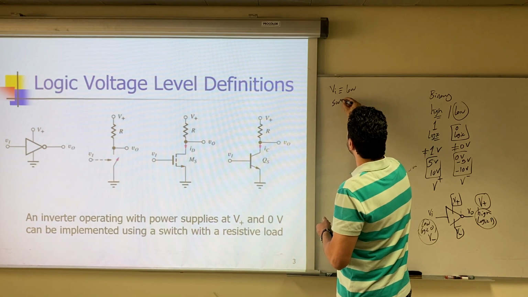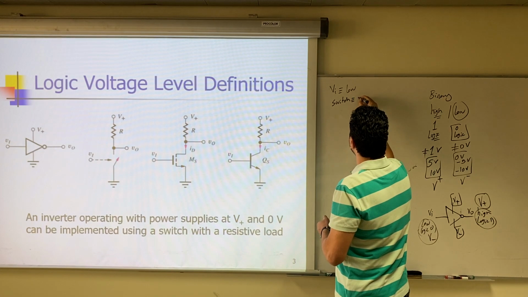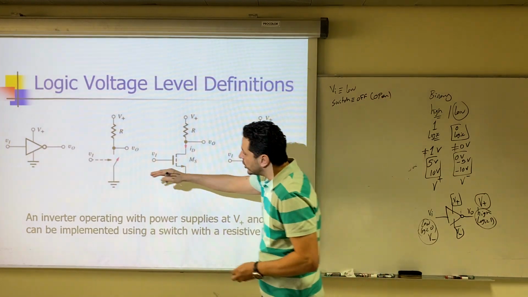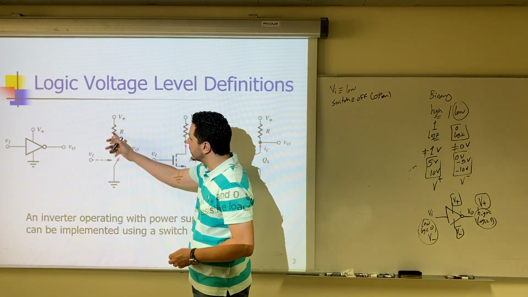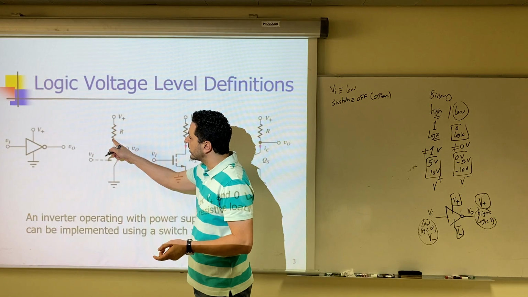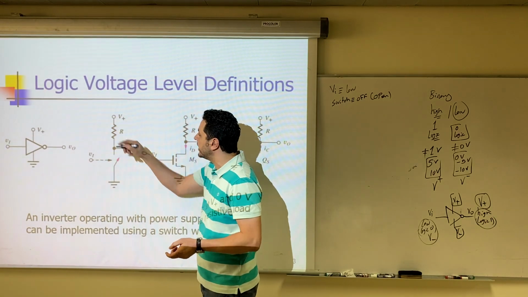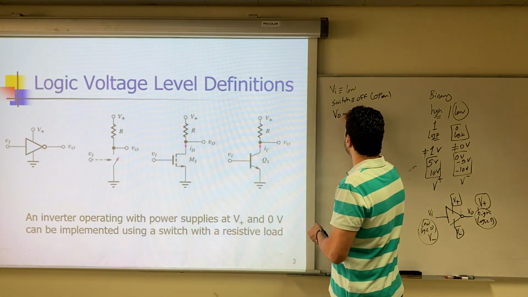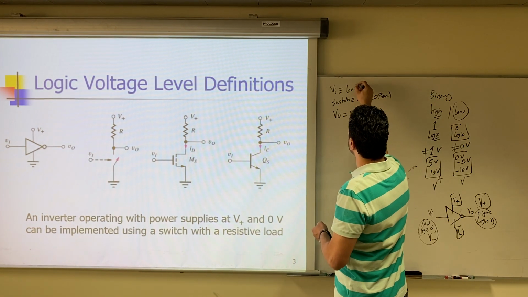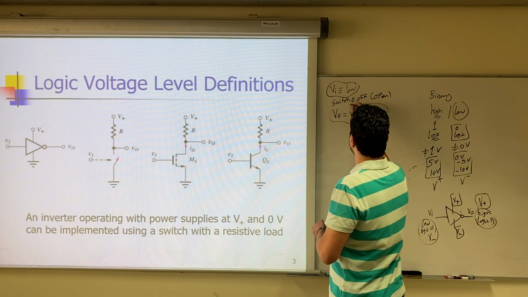The switch will be off or open, and if the switch is off or open, what happens? There is no current that will go in this circuit, and if there is no current that will go in this resistor, then V output will be equal to V plus, which is the high level. So now, when the input is low, the output is high.